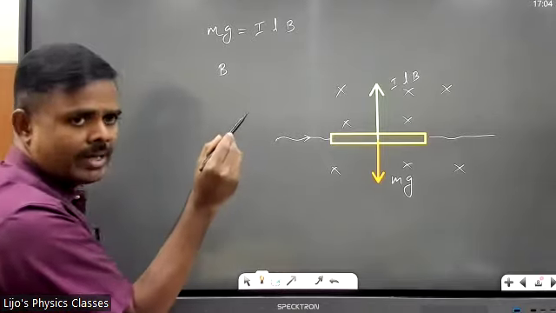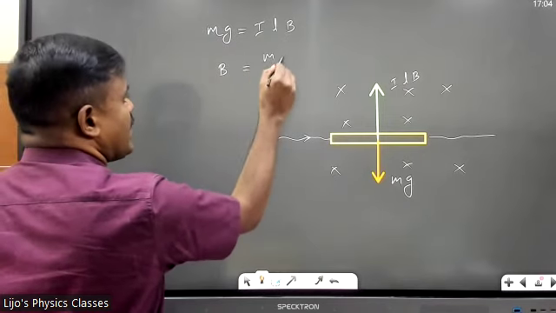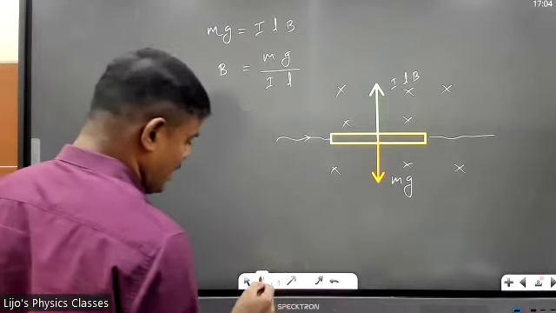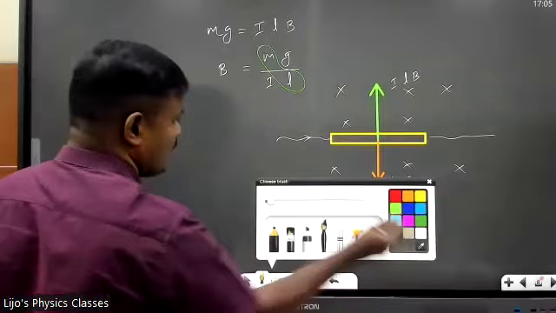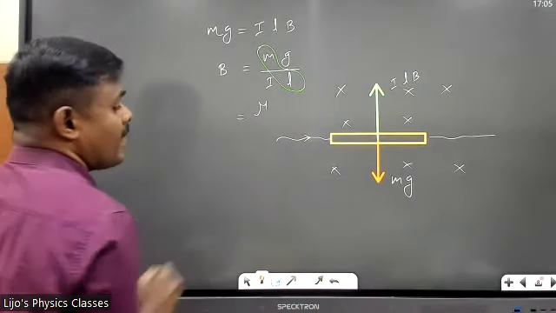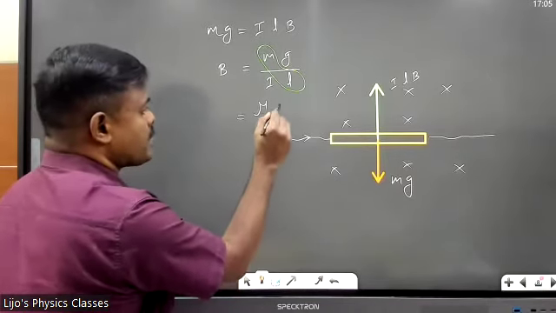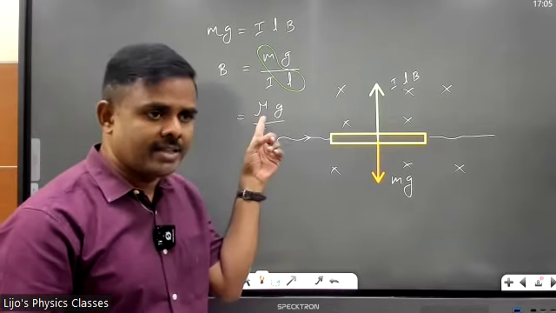I don't remember exactly, but anyway, let us take B. What is this? mg divided by IL. And these two together, m by L, have a name. It is called linear mass density, mass per length. So B is mass per length into g divided by I. They will give you mass per length in the question.